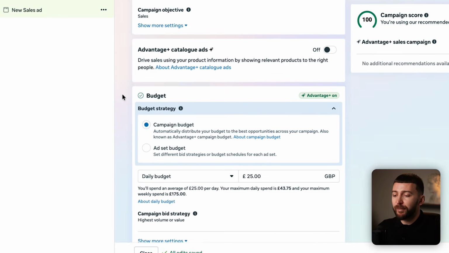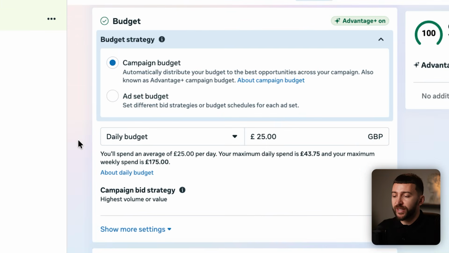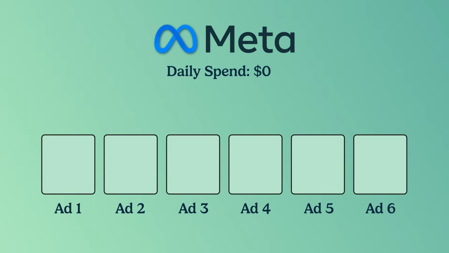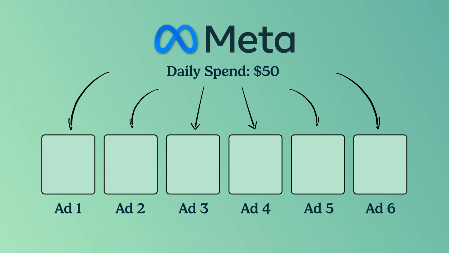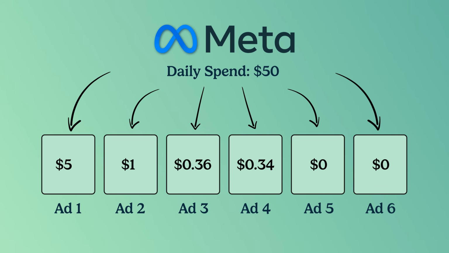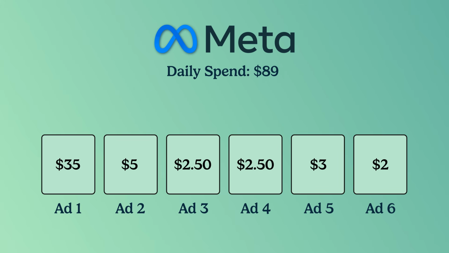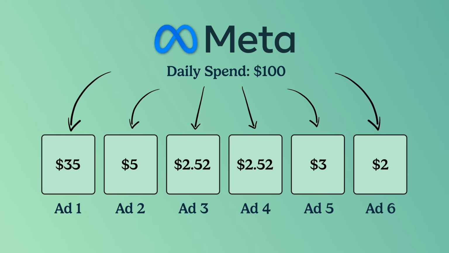Next up, you have campaign budget versus ad set budget. Campaign budget versus ad set budget is basically how you decide to spend your budget on your ads. If you choose campaign budget, it means you give Meta the power to spend your budget on the ads it thinks will have the best chance of performing. So Meta will basically allocate your daily budget across your ads and spend it on the ads it thinks has the highest chance of achieving sales.